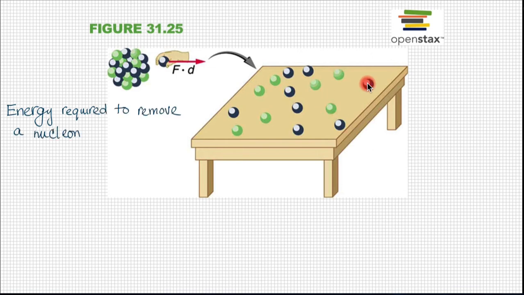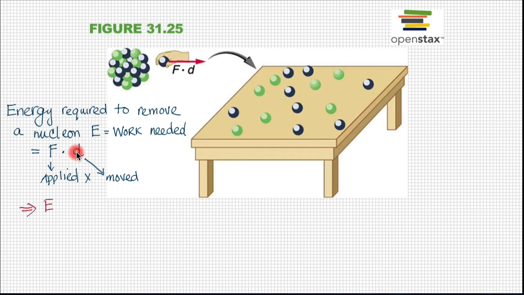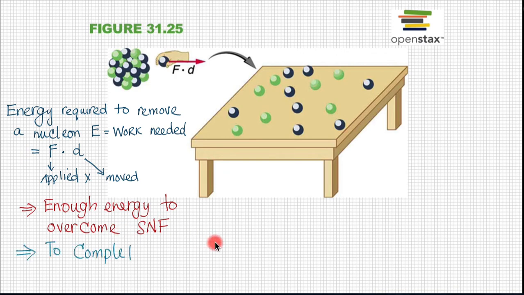Now, the energy required to remove a nucleon is the work done, which is Fd. So force times the distance moved, the distance we separate the nucleons from the nucleus itself. The work needed is force times distance. We need to apply force and we need to move it through a particular distance. Now, this distance might be a small distance because as far as we understand the limits of the strong nuclear force, the energy just simply needs to overcome that range. Once that range has been overcome, the nucleons will be completely separated.